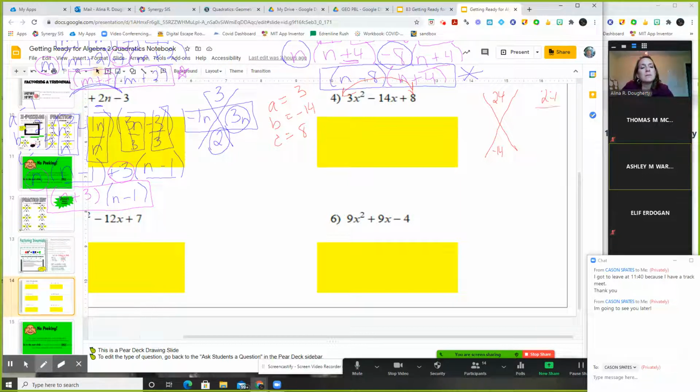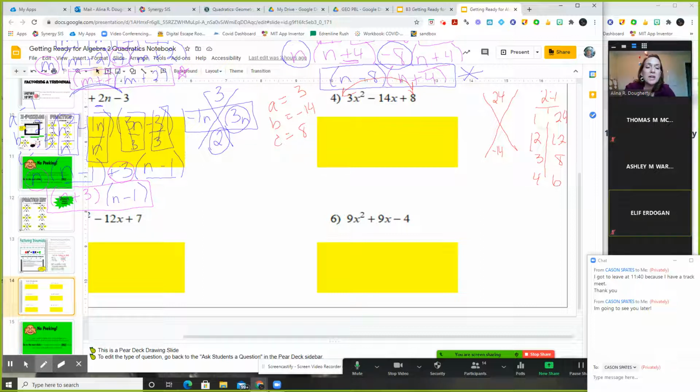Well, we can do 1 and 24. We can do 2 and 12. We can do 3 and 8, or we can do 4 and 6. Which pair do we want? 4 and 6. 4 plus 6 is going to give me 10. That's a really good guess. Is there a better guess? I have another one. Is it 2 and 12? It is 2 and 12.